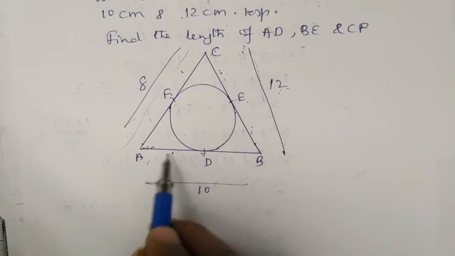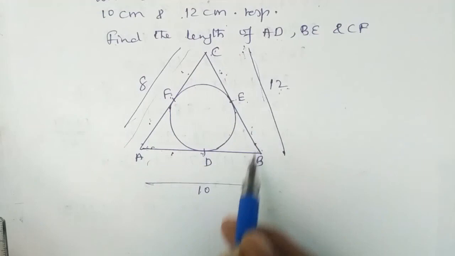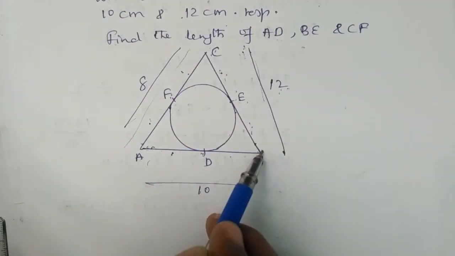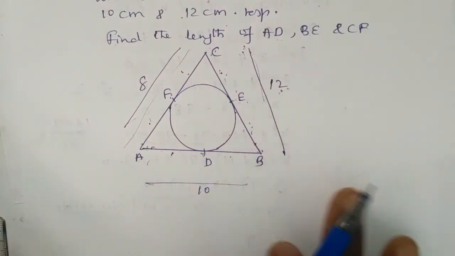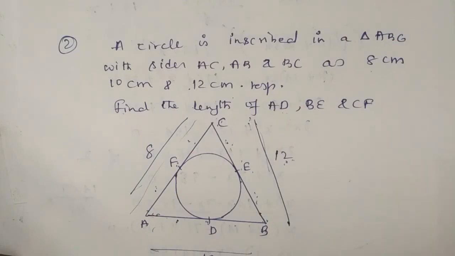So take this as x. Once this is x, this is also x. This is 8 minus x, this is also 8 minus x. This side it is 10 minus x, 10 minus x. Now 8 minus x plus 10 minus x equal to 12. Equate. There you get x value. Once you get x value, all the three lengths are found easily.